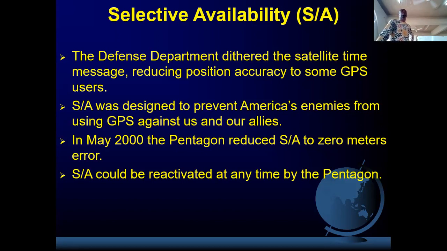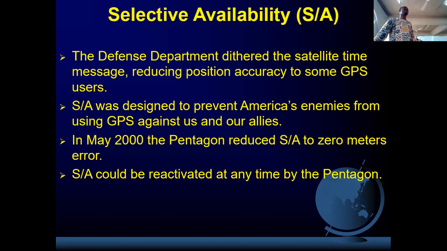Americans put in errors. Yes, it's called selective availability, where they fix your position to tell you you are here, but you are not really there. It will put you in the lake. So when you launch the missile, thinking it's going here, you blasted your own house. So basically, it was there, but it was stopped in the year 2000.